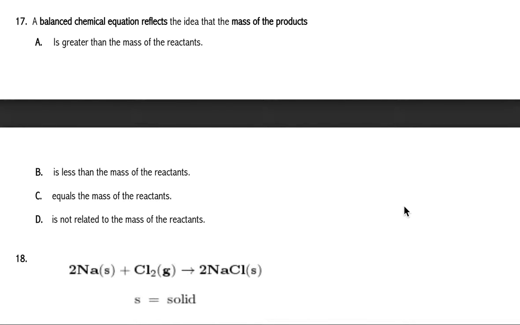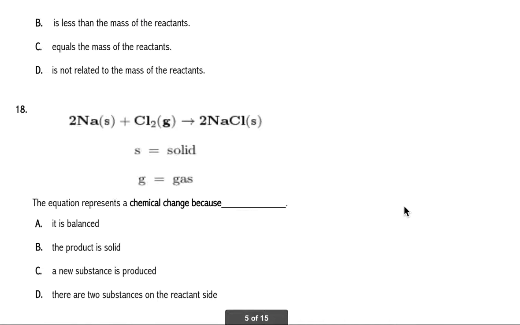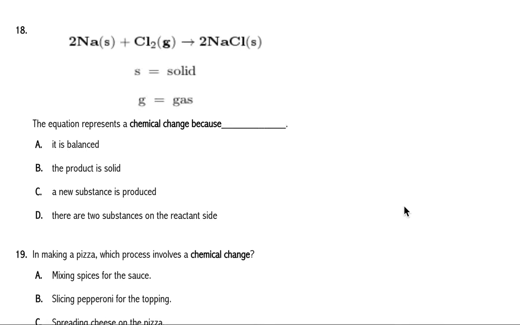Question 17. A balanced chemical equation reflects the idea that the mass of the products A. is greater than the mass of the reactants, B. is less than the mass of the reactants, C. equals the mass of the reactants, D. is not related to the mass of the reactants. Question 18.